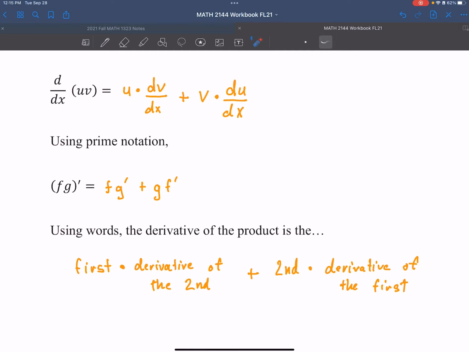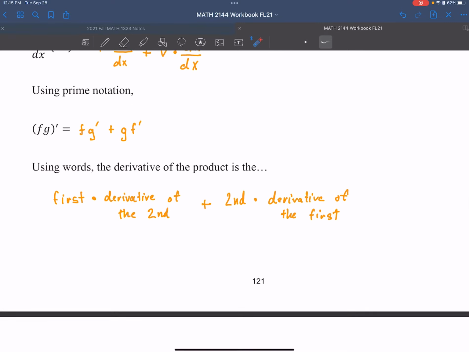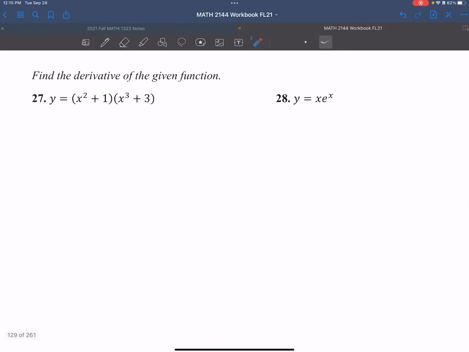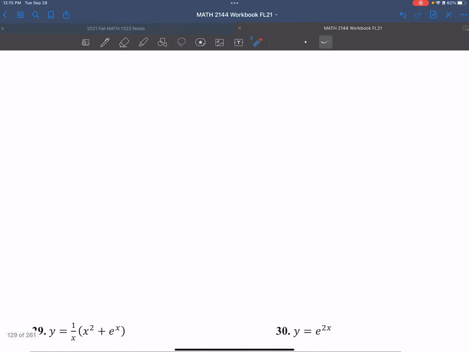This rule is essentially algebraically derived from some properties using limits. So if we were to actually go through the computation, we would use limit rules to get to this form. You're not going to be asked in this course to prove it. You'll just have to be able to use the formula. So let's go ahead and get the hang of this. Let's do a couple together.